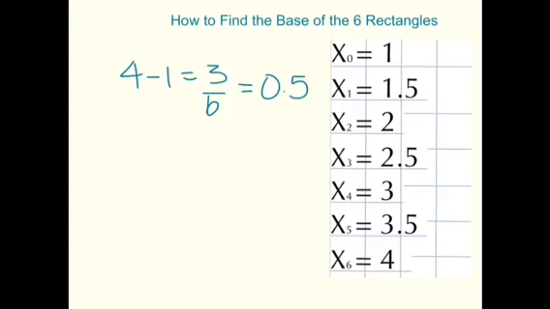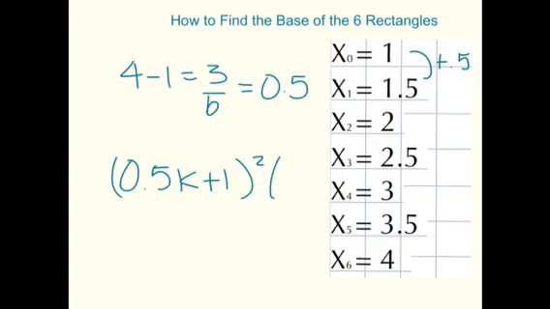Next, we will set up notation beginning at x of 0. We will add 0.5 each time because that is the base of the rectangles. Because we started at 1, the height of the equation has to be 0.5k plus 1 squared. That number times the base, which is 0.5, gives you the area under the curve.